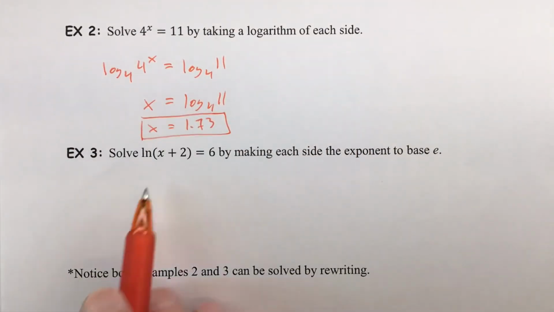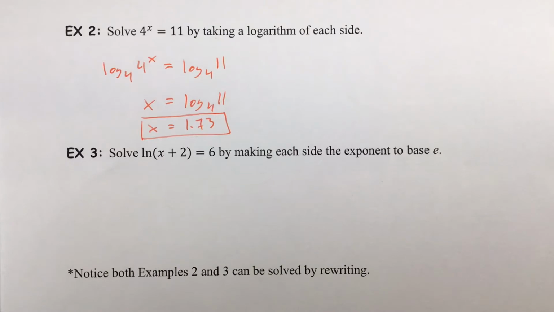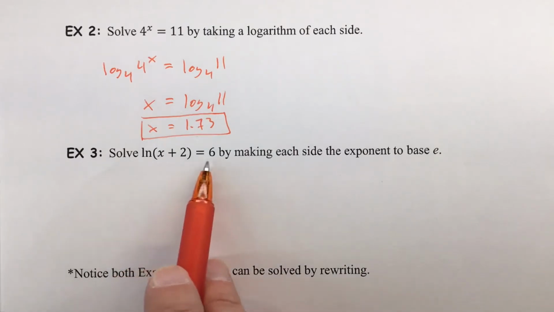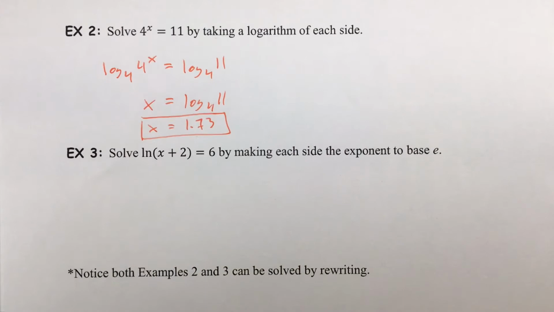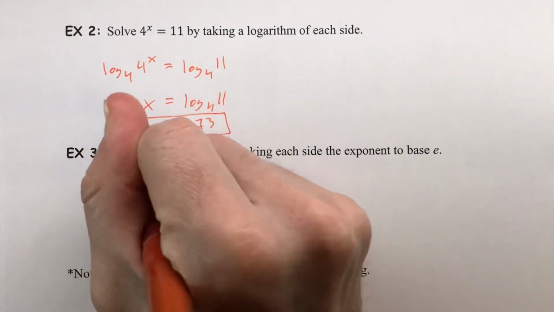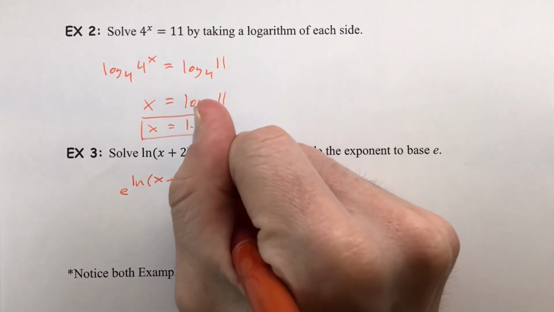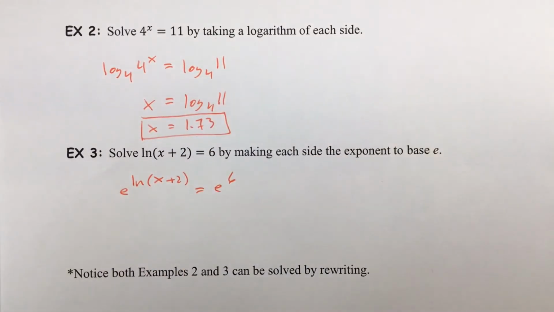For example 3, we're going to start with a logarithm. So what we're going to be doing is using an exponential to help solve for the x that is inside of that logarithm. In particular, what we have here is the natural logarithm, which has a base of e. So what we're going to do is make both sides of the equation an exponent to the base of e. We're going to write this as e to the natural log of x plus 2 is equal to e to the 6th power. We made both of them the exponent to the same base.